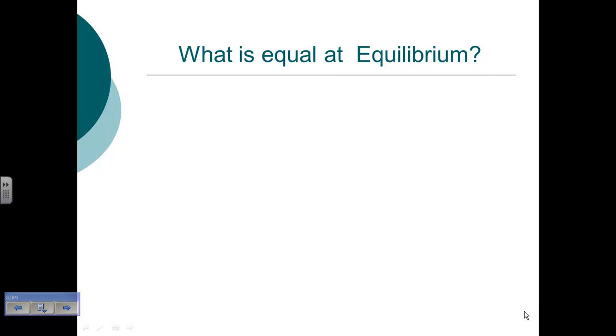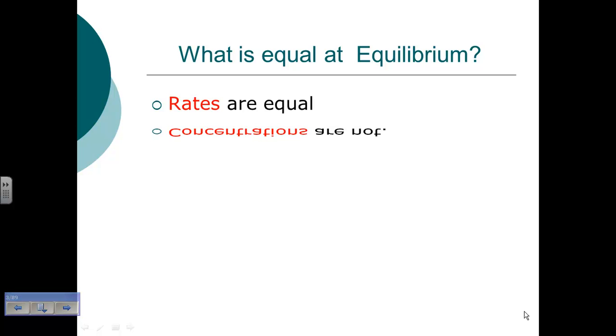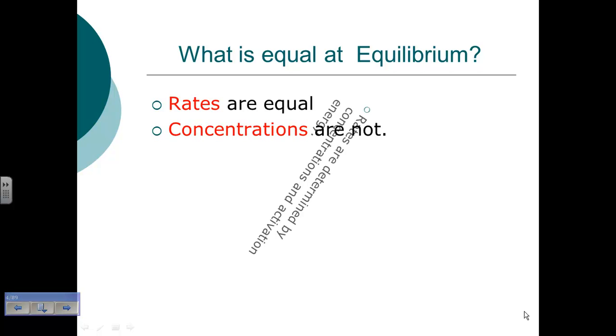So what is equal at equilibrium? Well, the rates are equal. Kinetics, how fast the reactions are occurring. But, very important, it does not mean that concentrations are equal. I'm saying that reactant A and B compared to product C and D don't have to have the same amount present. We might be creating far more product, or we might be creating far more reactant in comparison to one side of the arrow or another.